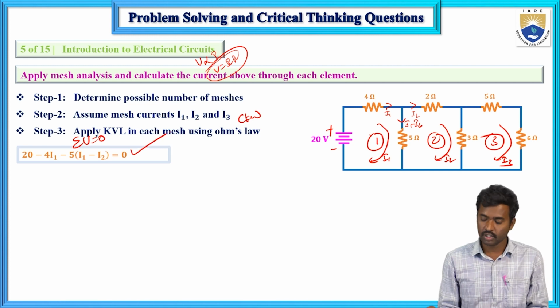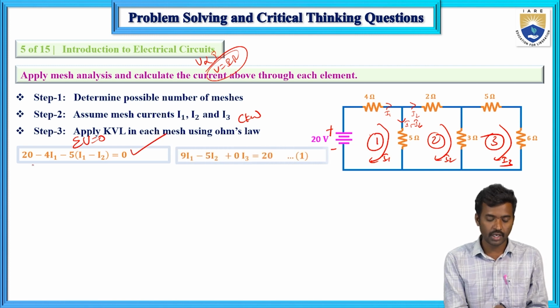This is the first equation. If you simplify this, 9 I1, since 4 plus 5 is 9, and this is minus 5 I2. Next, there is no third mesh current here, and this is the 20 volts. This is equation number 1.